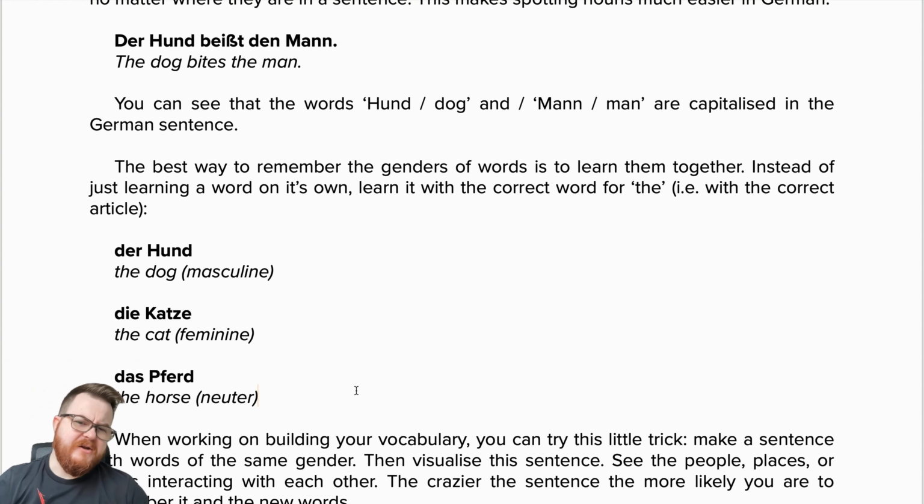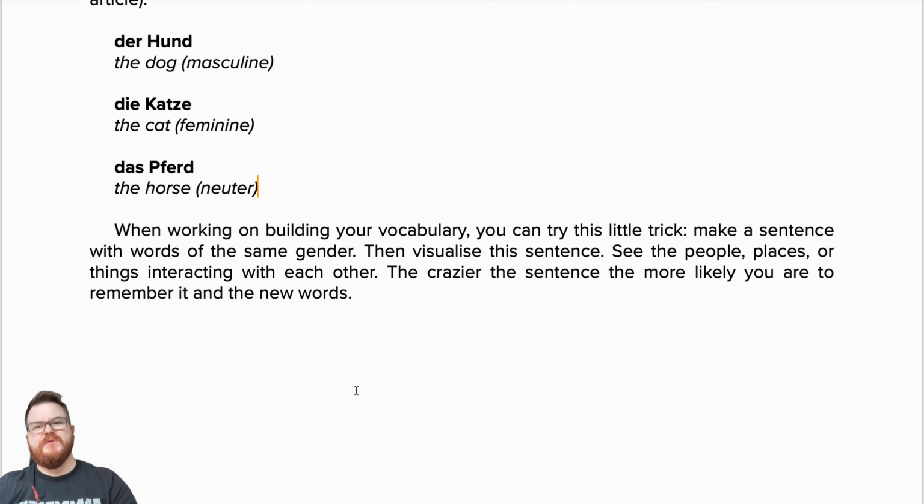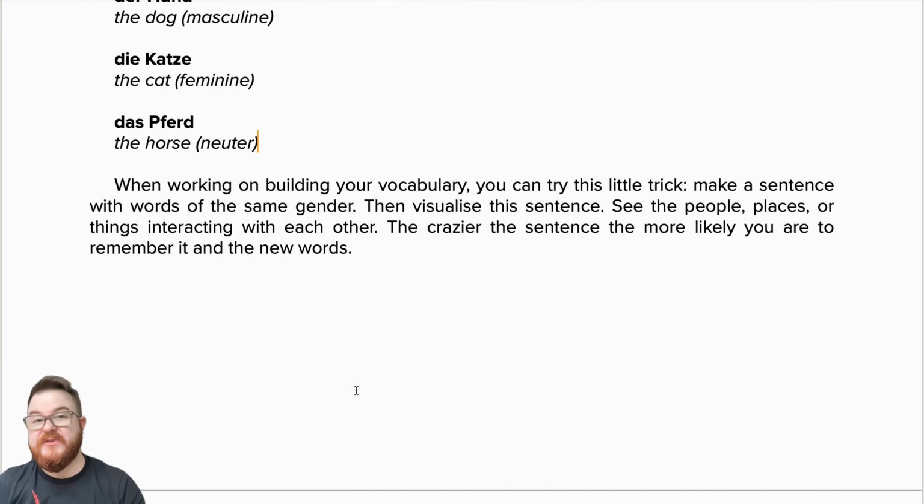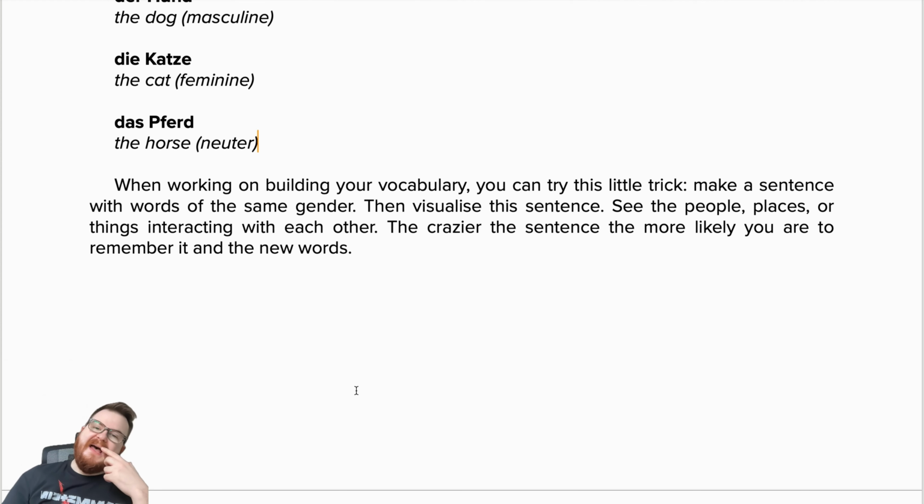There's another little trick that you can try to increase your vocabulary and remember the gender of words, and that is to create an unusual sentence that uses nouns of the same gender. So instead of making flashcards of one word at a time, maybe make a little sentence, something that's a bit unusual, so that you can really picture it in your mind, and you'll hopefully be able to remember both the vocabulary and the genders.